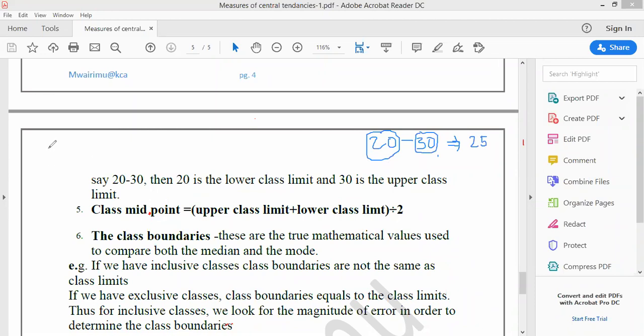This is a case of an exclusive class, the class of 20-30. If you had an inclusive class, assuming 20-29, again, you take your upper limit, you add it to the lower limit, and you divide that by 2, which in this case will give us 49 divided by 2. It will give us a value of 24.5.